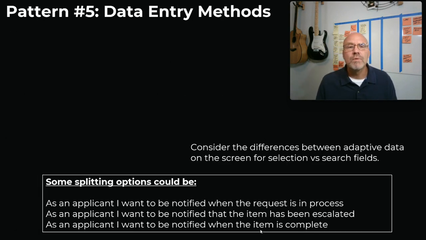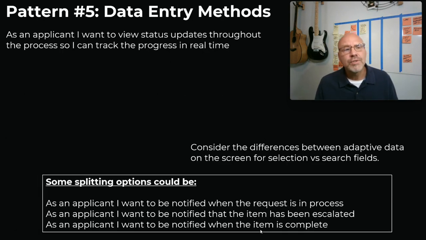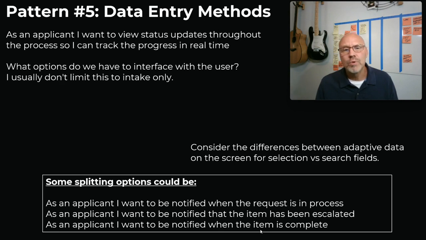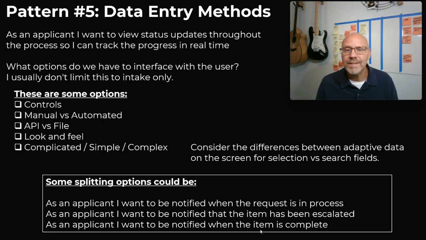Okay, so let's move to number five here. Data entry methods. As an applicant, I want to view status updates throughout the process so I can track the progress in real time. Well, what other options do we have to interface with the user on this data entry? I usually don't limit this just to intake. What I mean by that is input from the user or what it takes to get to the next step in the workflow. But there's some options here like controls in manual versus automated, API versus file, look and feel, complicated, simple, and complex, right?